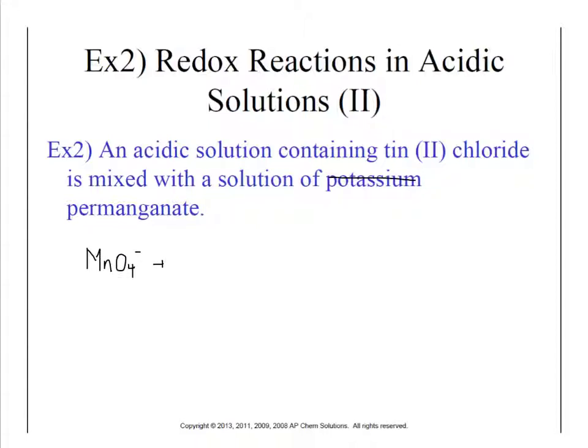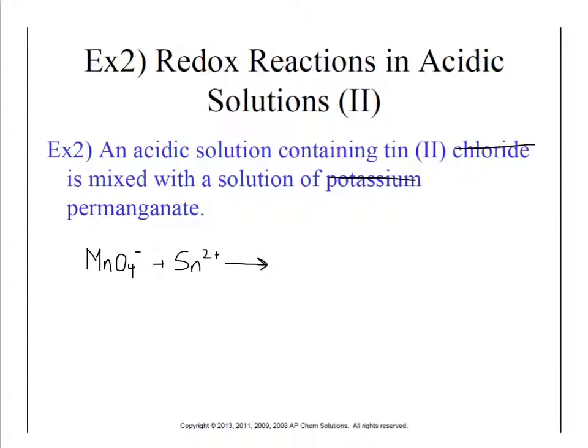Now you need something to react with. Question is it going to be tin 2 or is it going to be chloride that is going to be oxidized? We just saw on the previous slide how it's always the metal that wins out. So in this case, that means that chloride is probably going to be a spectator. So it's going to be manganese plus tin 2.